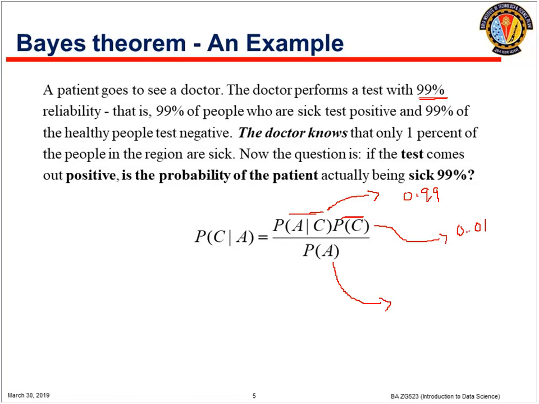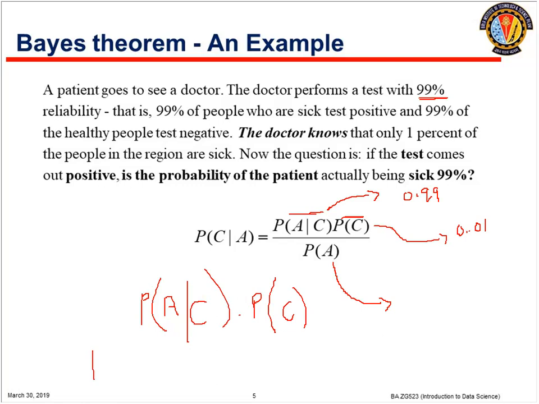So A is that the person has tested positive. There are two ways the person can test positive. One way is when he has the disease and tests positive. The other way is he doesn't have the disease but still gets tested positive. So there are two ways, right? So the probability of testing positive given that he has the disease, multiplied by the probability of the person having the disease, that is one way.